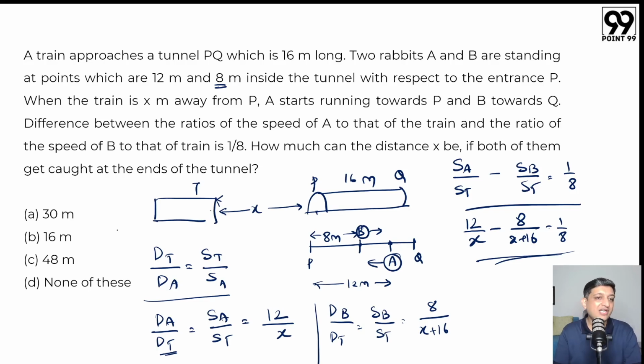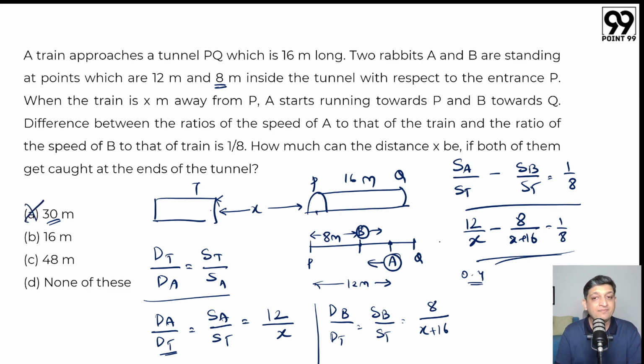But instead of doing that, you can look at the options, plug in the values and see if you're getting something. Now 30 meters is the first option. 12 by 30 is going to give you 0.4, which is going to be greater than 0.125, which is fine, 1 by 8. But 8 upon 46 is going to be a weird value. So this is not my answer.